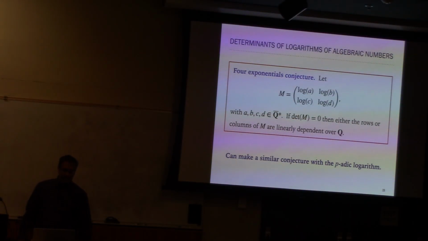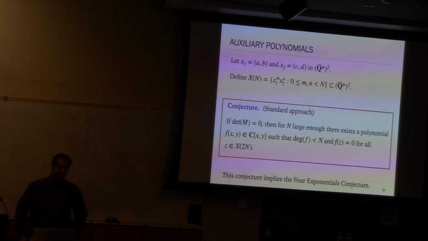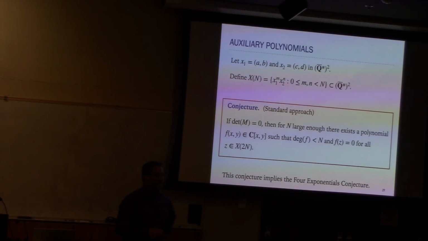You can make a similar conjecture with the p-adic logarithm. So what's the standard approach to this conjecture? You take the vectors (a, b) and (c, d). These are two vectors in (Q-bar star) squared, so these are non-zero algebraic numbers. And you look at the box of size n in Q-bar squared, where you take all powers of this vector times all powers of this vector, where the powers are between 0 and n.